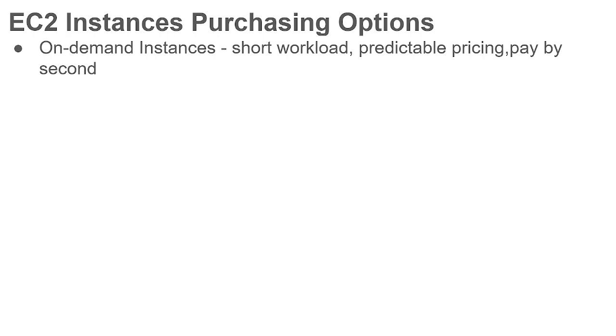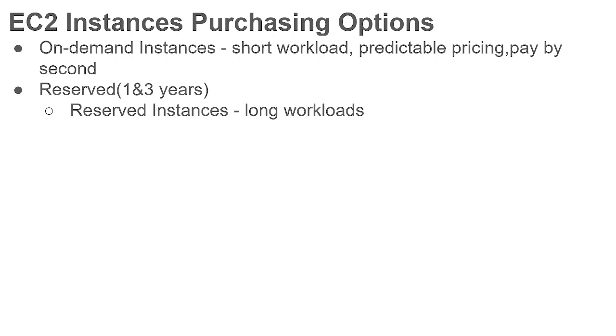First is on-demand instances. These type of instances are useful for short workloads. Predictable pricing is here and you have to pay by the second. Suppose you have to pay every second for your usage. Okay, next is reserved. Reserved is like you are reserving an instance for a certain period of time.